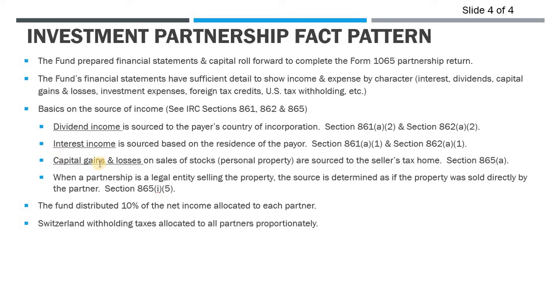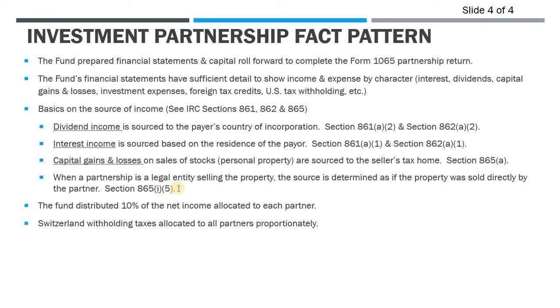Okay. Now, capital gains and losses, this is where it gets a little tricky sometimes. So generally, capital gains and losses on the sale of stocks, which are treated as personal property, are sourced to the seller's tax home, right, under 865(a). So when we have a partnership, like we do now, when the partnership is the legal entity that's selling the property, so it's selling those stocks, selling those bonds, the source is not determined by the partnership. It's determined at the partner level.